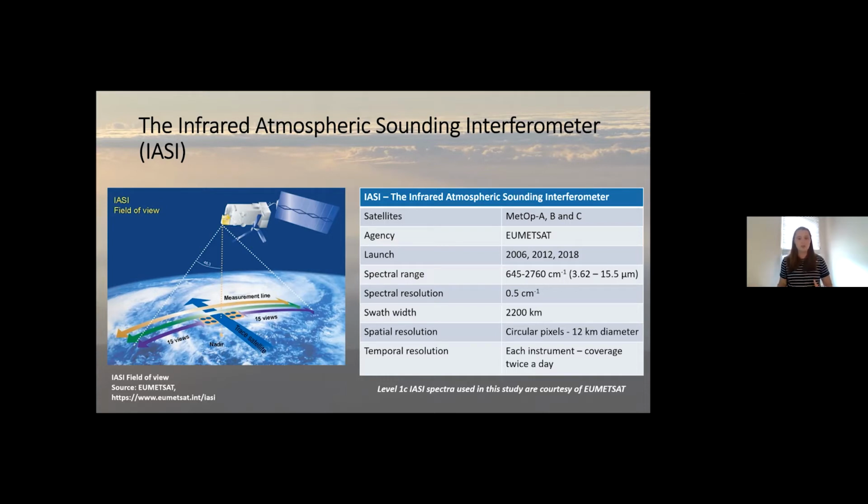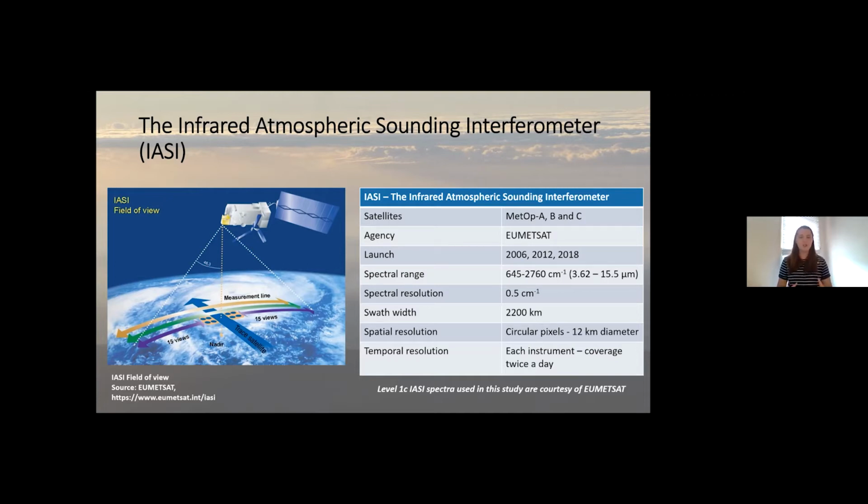These instruments have circular pixels with roughly 12-kilometer diameter, and that's within this square across the swath. Each of these instruments obtains global coverage twice a day, and that includes a nighttime measurement. So this is one of the advantages of using an infrared instrument like IASI.